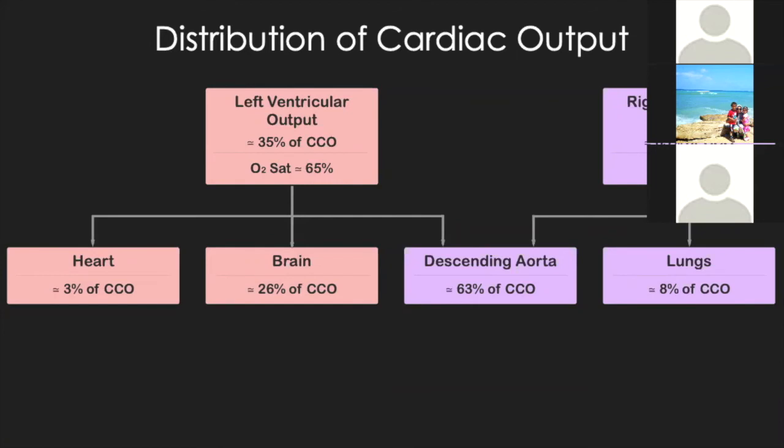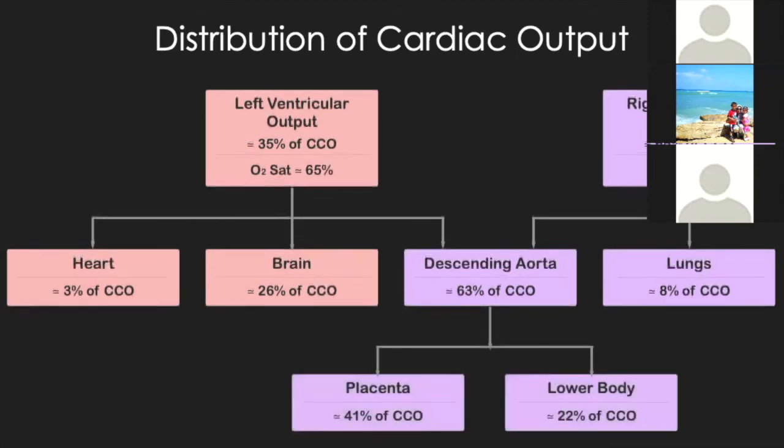So the lung takes quite a lot of the blood flow. 63% is going to the rest of the body, and 41% of that goes back to the placenta. The entire body, everything else, hands, legs, hair, skin, bowel, 22%. So the entire body takes actually less than the brain. Interesting. Also, the entire body, bar heart and lungs, takes less than the brain. Okay.